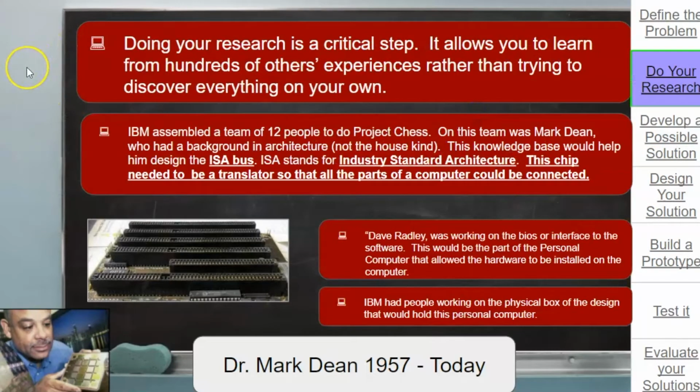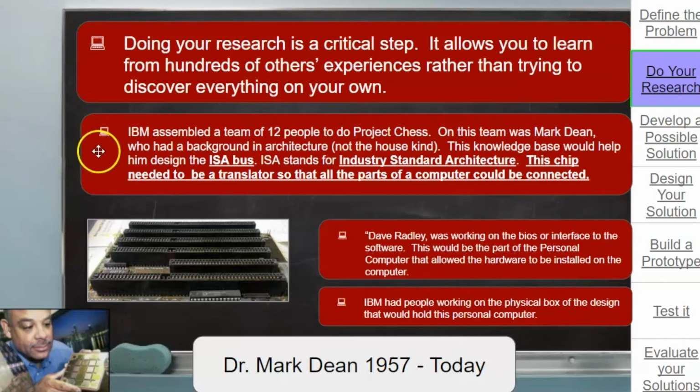Doing your research is a critical step. It allows you to learn from hundreds of others' experiences rather than trying to discover everything on your own. If when you were born you had to discover everything on your own and you did not have the chance to go to school, learn, go to the library, talk to friends and family about how to do things, you would spend a lot of time discovering things. Even something as simple as gravity. Imagine you never were taught about that. Maybe you'd figure it out on your own. You probably would. But definitely not to the extent that it's been researched, because hundreds of others have studied it.